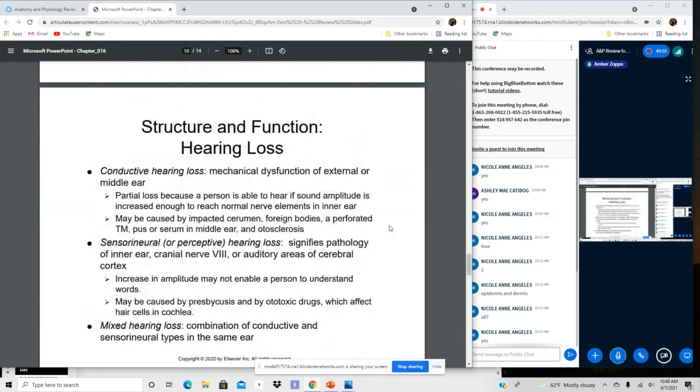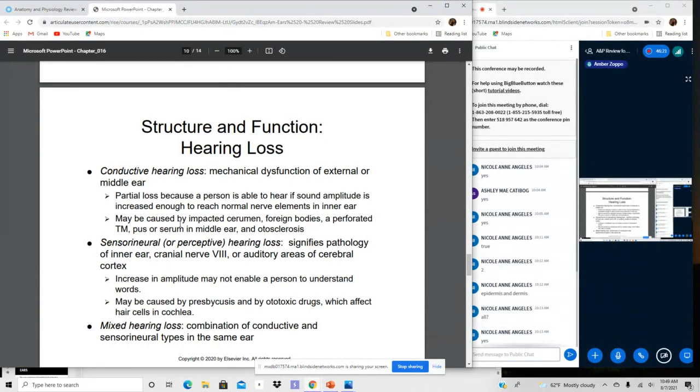Now we're going to talk about hearing loss. There's conductive, sensorineural, or mixed hearing loss. Conductive hearing loss is mechanical dysfunction of the external or middle ear. It is partial loss because the person is able to hear sound if sound amplitude is increased enough to reach the normal nerve elements in the inner ear.